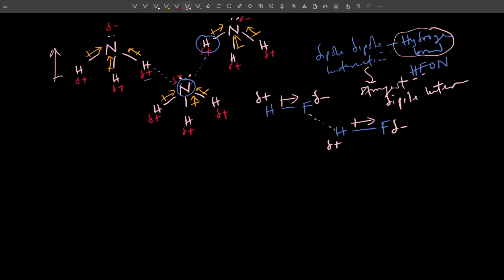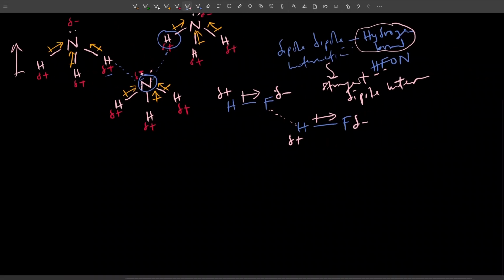The strongest dipole interaction is what? Is hydrogen bond. But it's not the only one we have. We have hydrogen bonds, we have dipole induced dipole, we have ion dipole, and we have ion induced dipole. Okay, but hydrogen bond is the strongest of them all.